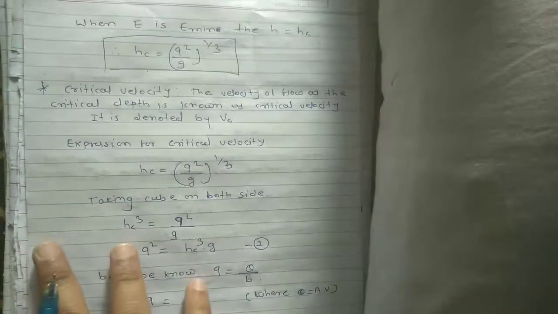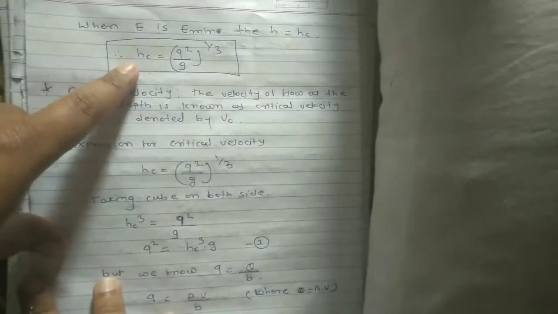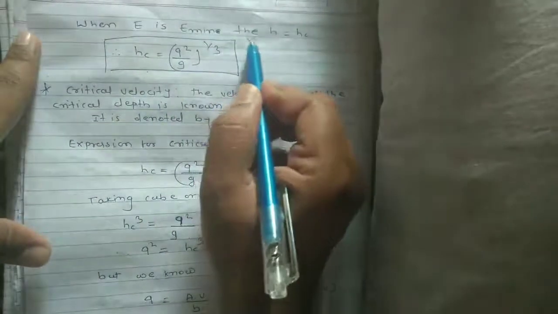Now this is about what? Critical depth, that is hc. So if you want to find the hc or critical depth, we have to use this equation, (q square by g) whole raised to power 1 by 3. So this is very important in order to solve the problems.